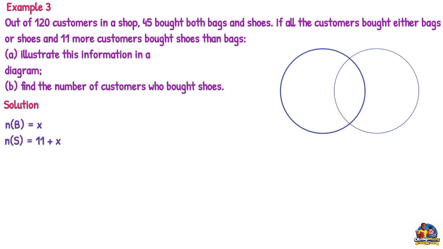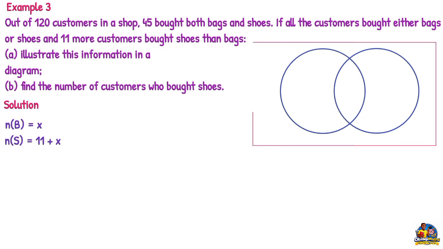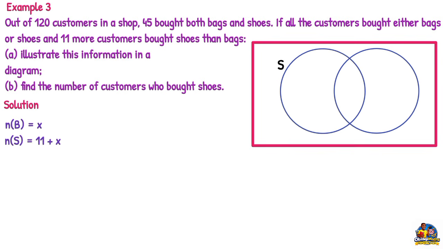11 plus x. So the calculation must start from the middle, from the intersection. So do we know the number of those that bought bags and shoes? Yes. According to the question, it's 45. 45 both bags and shoes. So we're going to write 45 as the intersection. So the next step is to find number of those that bought bags only. Bags only. Now look at the circle of bags.